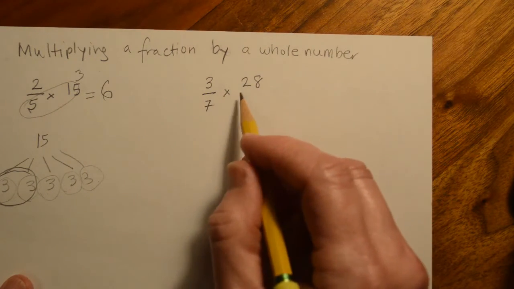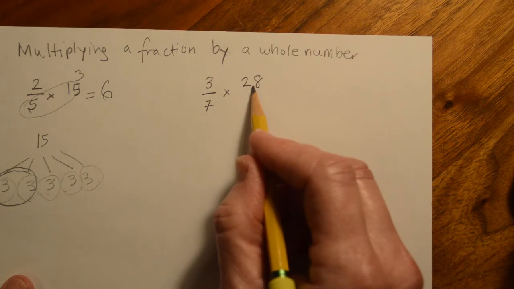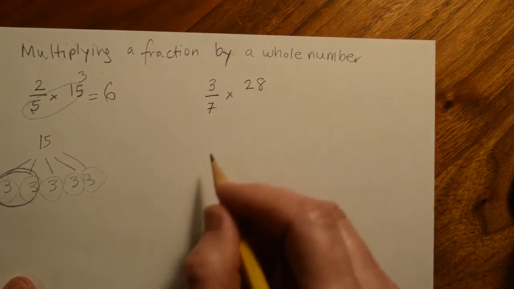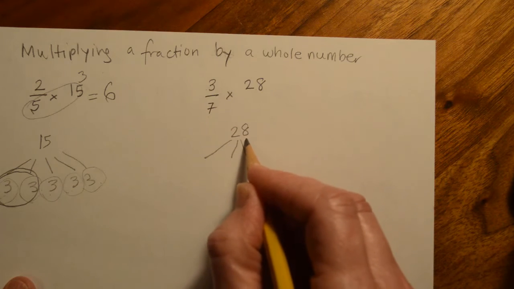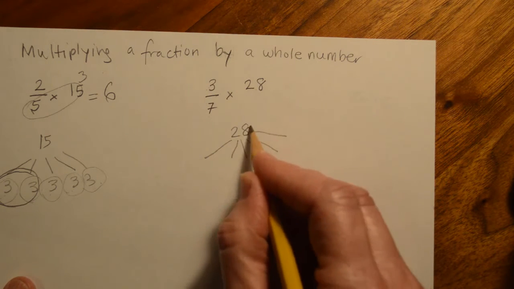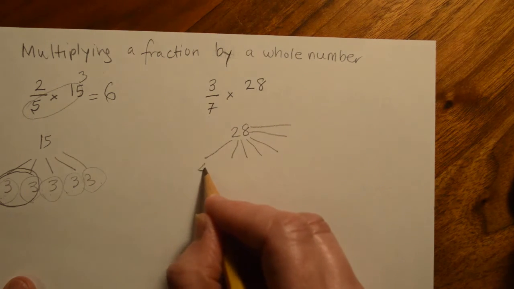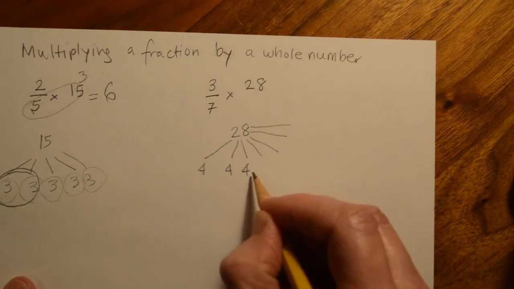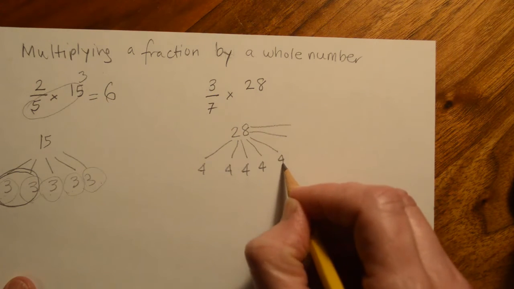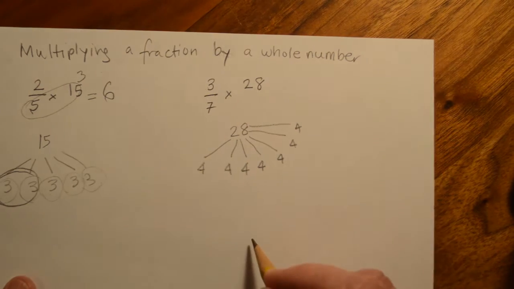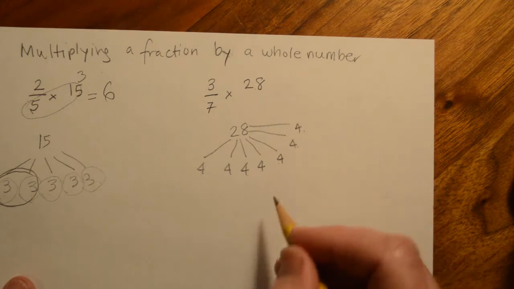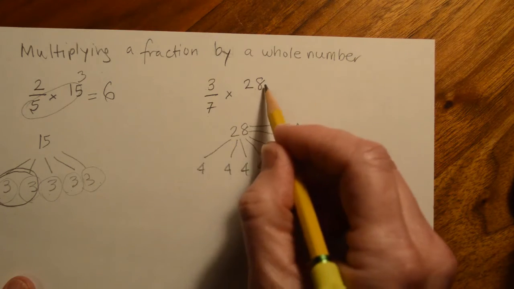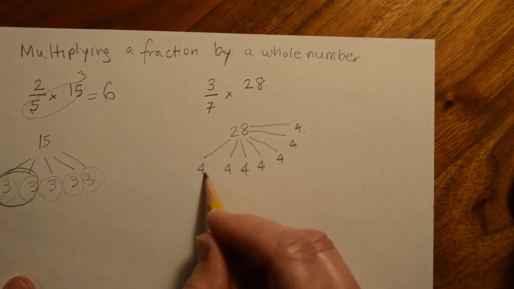This is asking us to find the sevenths of 28 and then take 3 of them. So again, if we were to take 28 and break it into 7 groups, 1, 2, 3, 4, 5, 6, 7, each of them would have to have 4 in it. I'm just splitting up 28 into 7 equal groups, and they would all have 4. Right, 4, 8, 12, 16, 20, 24, 28. So the sevenths of 28 are 4.